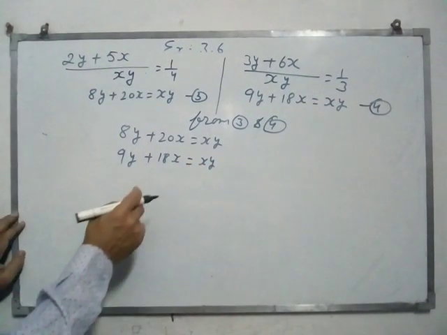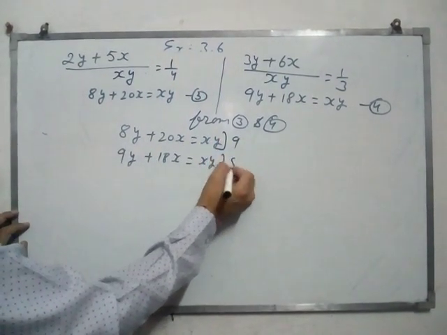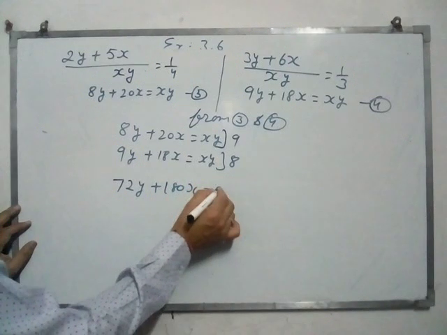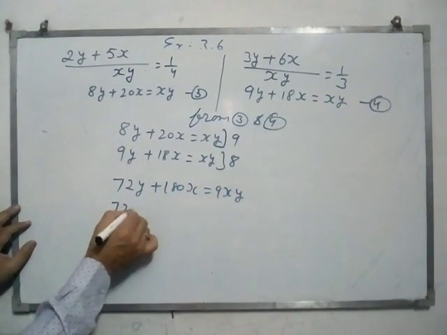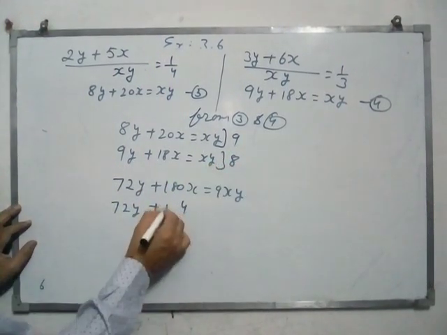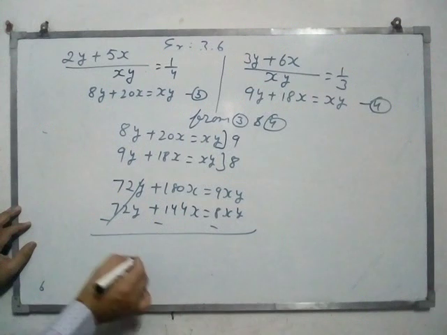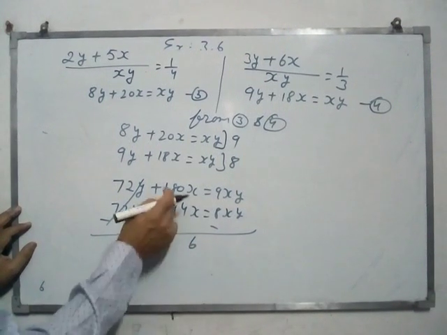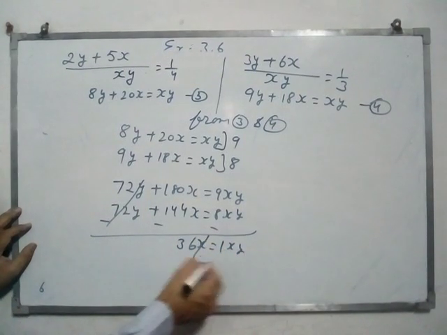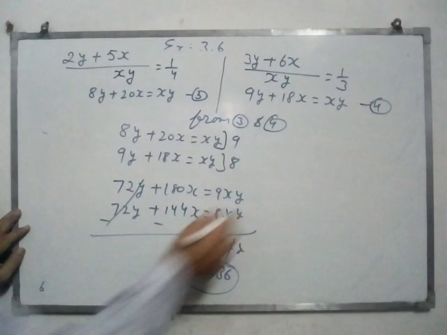So multiply equation 3 with 9 and equation 4 with 8. So it becomes 72y plus 180x equal to 9xy, and 72y plus 144x equal to 8xy. Now change the sign, so 72y cancels. So 36x equals 1xy. So x is cancelled with x, so y equal to 36.